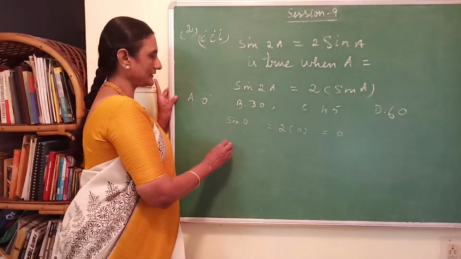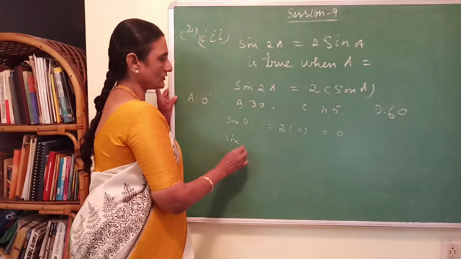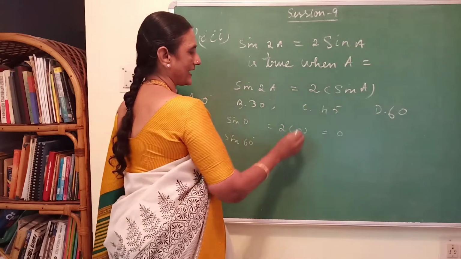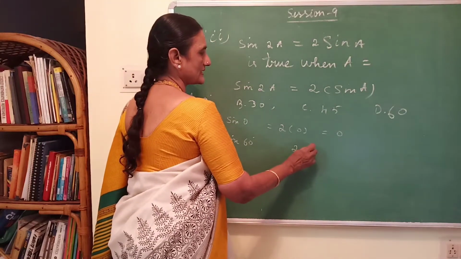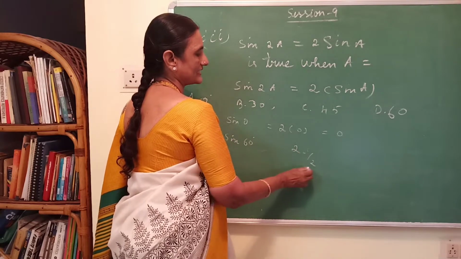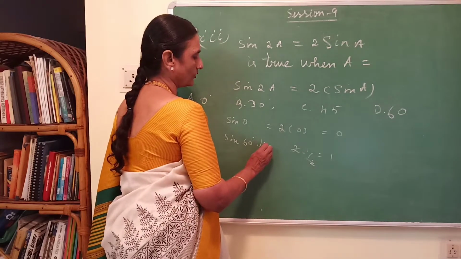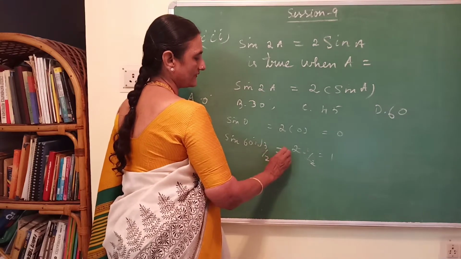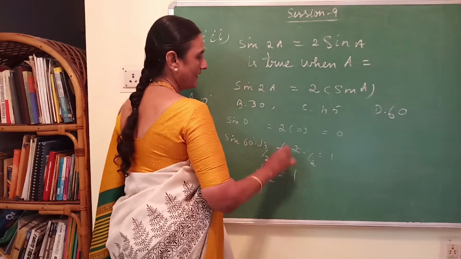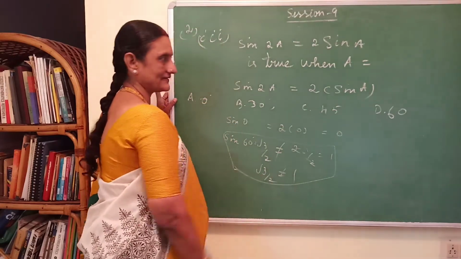If a equal to 30 degrees, what will happen to sine 2a? Sine of 2 times 30 gives you sine 60. And for the RHS, 2 into sine 30. Sine 30 gives a value half. So we can substitute and get the value as 1, whereas sine 60 is root 3 by 2. So these will not be equal. Root 3 by 2 is not equal to 1. Therefore the second option will not work. So let us not consider it.